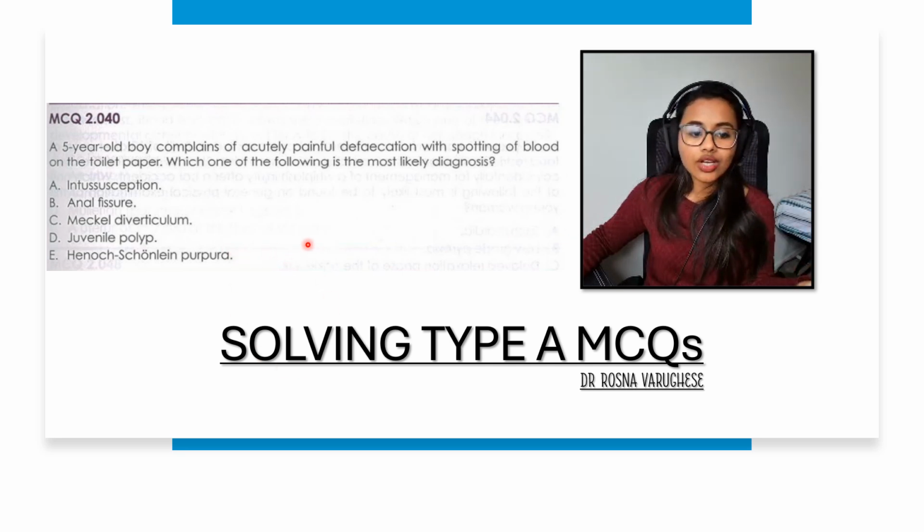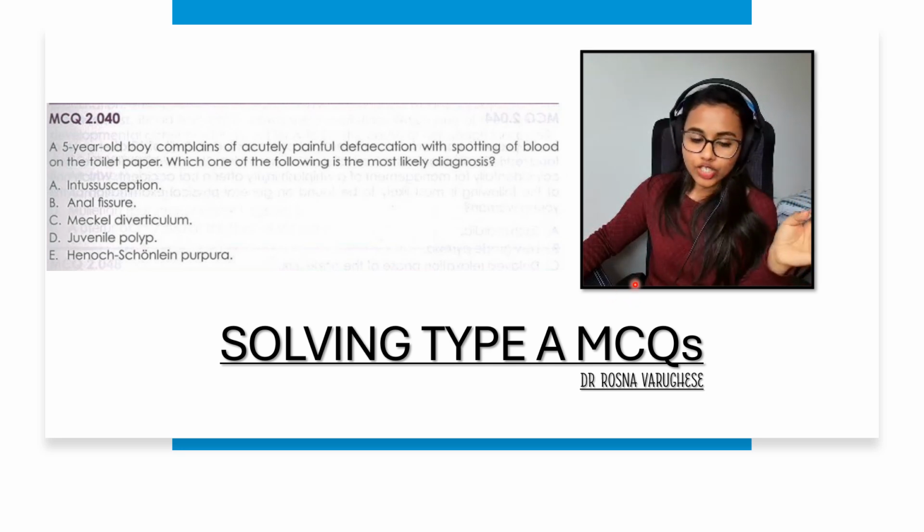So what do you guys think? We did rule out options A, C, D, and E completely. There are no features to say that it is these options. So my diagnosis will be option B, or anal fissure. So this is how you should do your MCQ questions. Rule out every option.